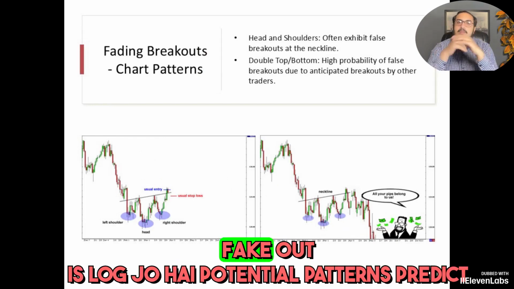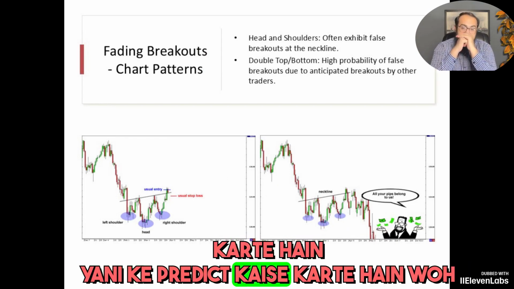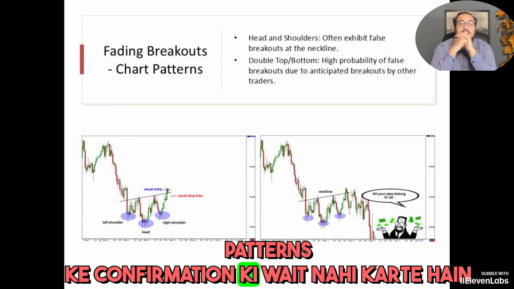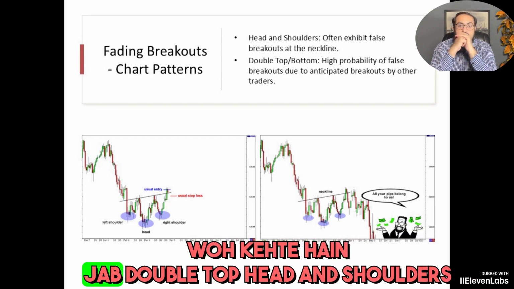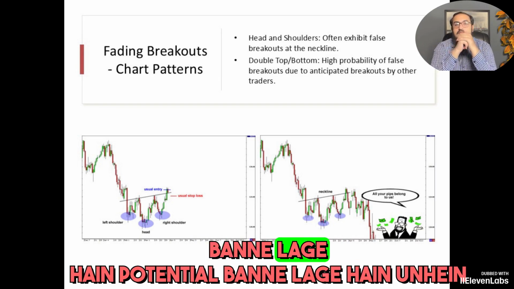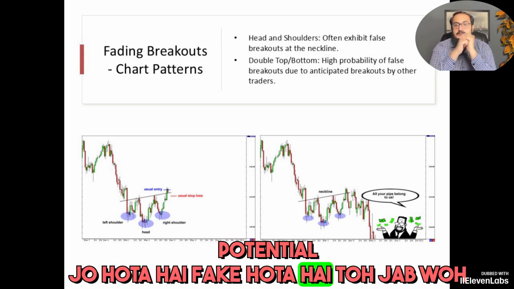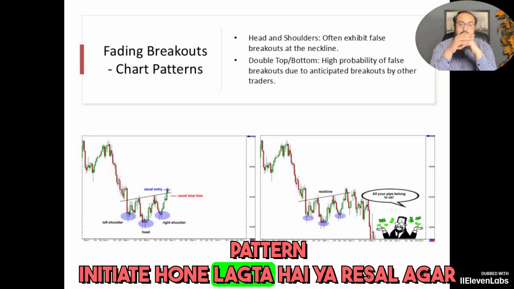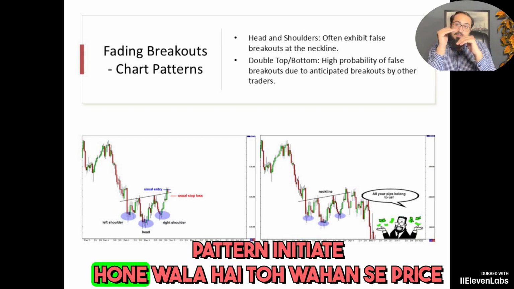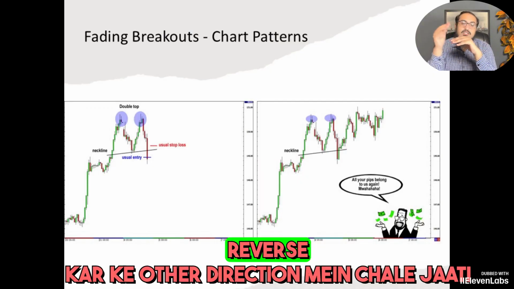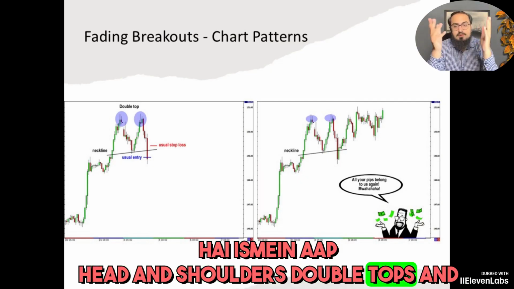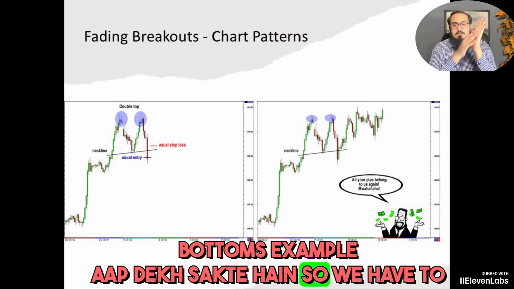And the second is the fake out pattern. How do you predict the potential pattern of a fake out? People don't wait for pattern confirmation. They say now it's a double top, head and shoulders is starting to form, the pattern is starting to form. When they see a potential pattern, it is often fake. When the pattern is about to fully form, the price reverses and goes in the opposite direction. Here you can see examples of head and shoulders, double tops and bottoms.